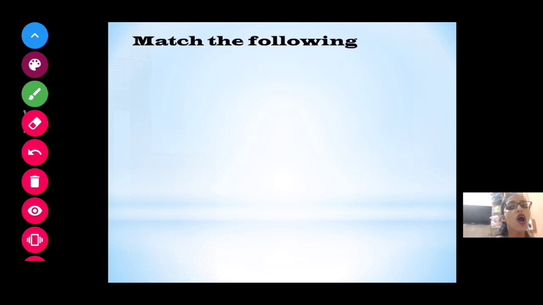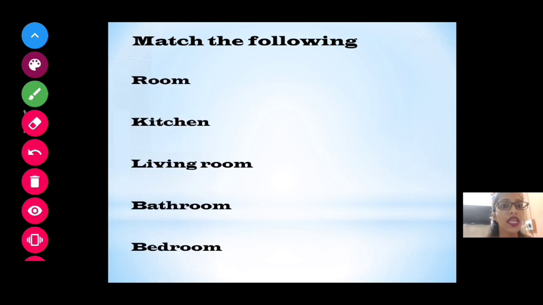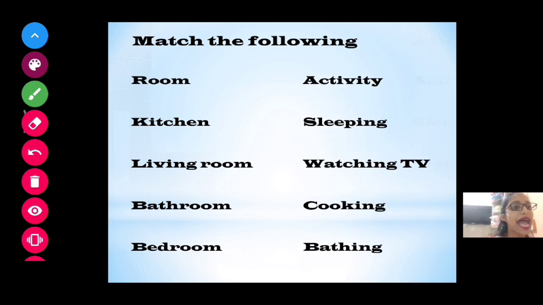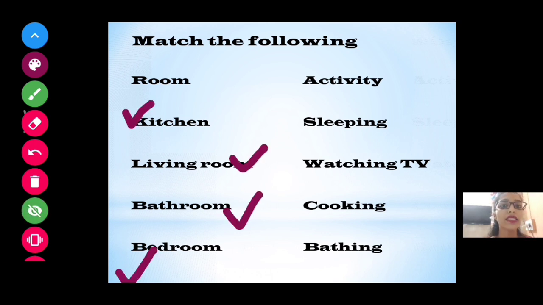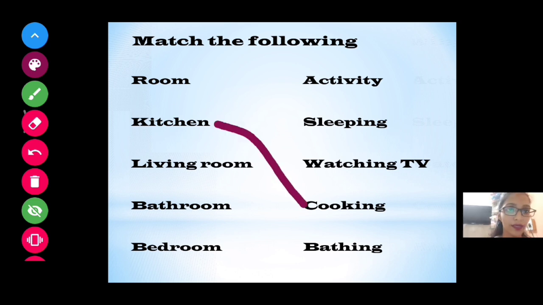Now come to page number 25 of your textbook. On the textbook, it starts with match the followings. Now, there are two columns. One is of rooms and the other one is of activity. So, one room you should match with the activity. What activity is done in that room? Now, first is kitchen. So, kitchen is used for cooking food. Living room. Living room is for watching TV.